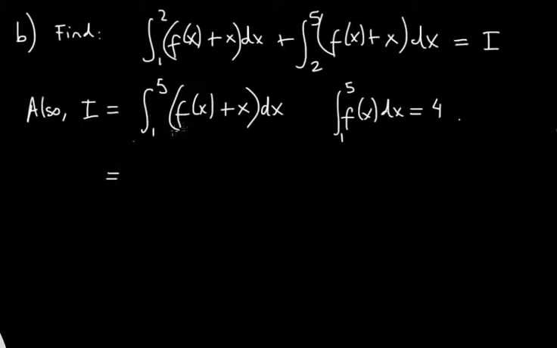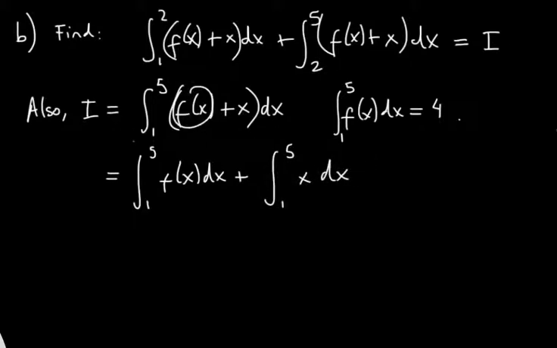This integral here can be split up into 2. So it equals the integral from 1 to 5 of f of x dx plus another integral from 1 to 5 of x dx. So all I've done is this one goes over here, and this one goes over here. All I've done is to split that up into 2.